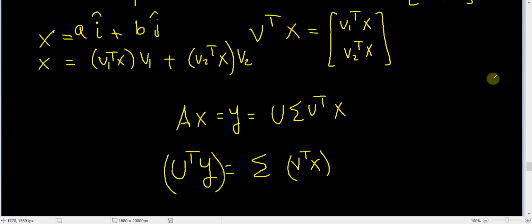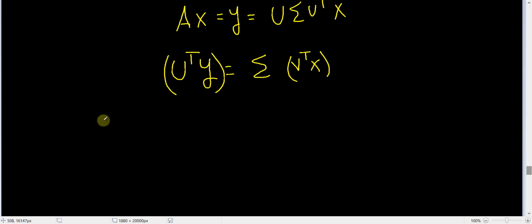If we have any two vectors x and y represented originally in the standard basis, in the i and j standard basis, just like that, then if we represent x using the basis of the row space and also represent y in the basis of the column space of our matrix A, then the relation between the components after multiplication by the matrix A will be just a scaling relation between the corresponding components. Let's have a deeper look at this.